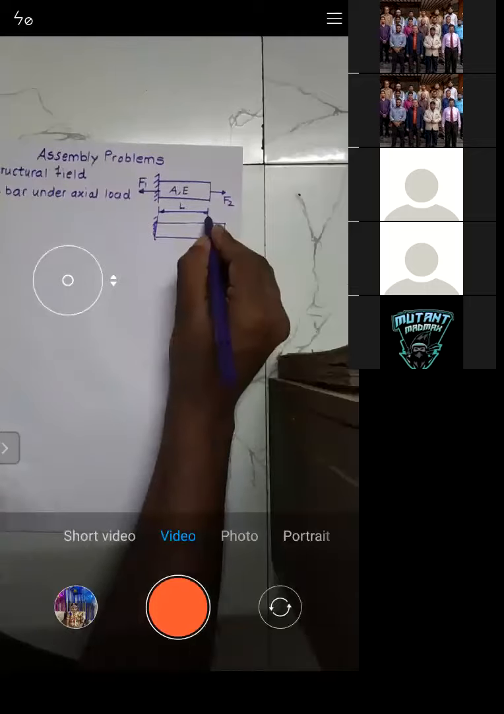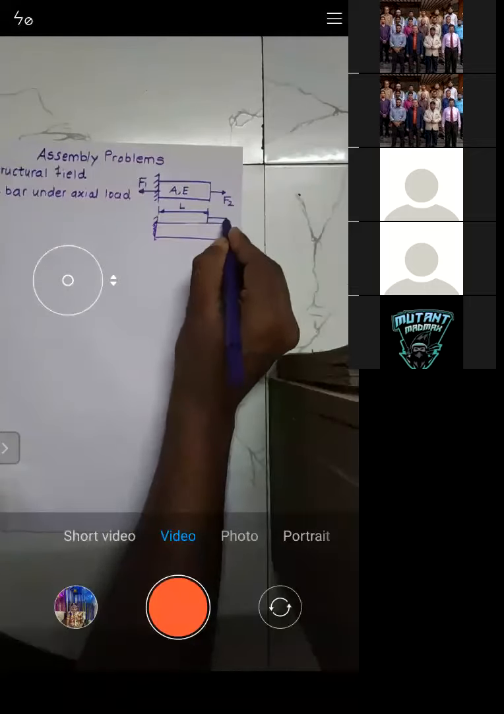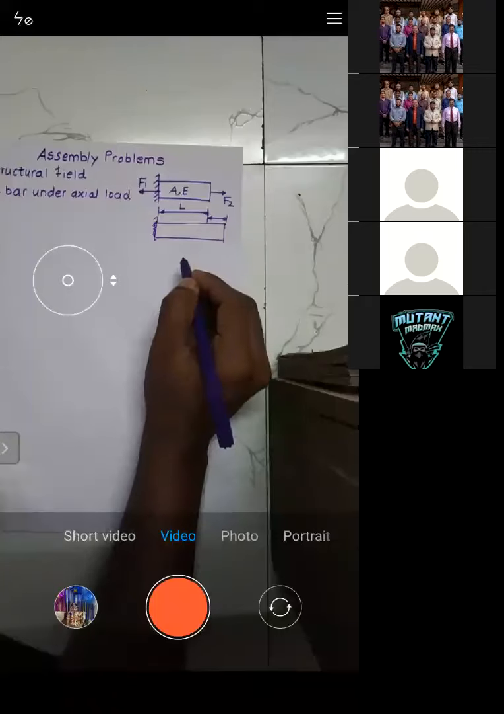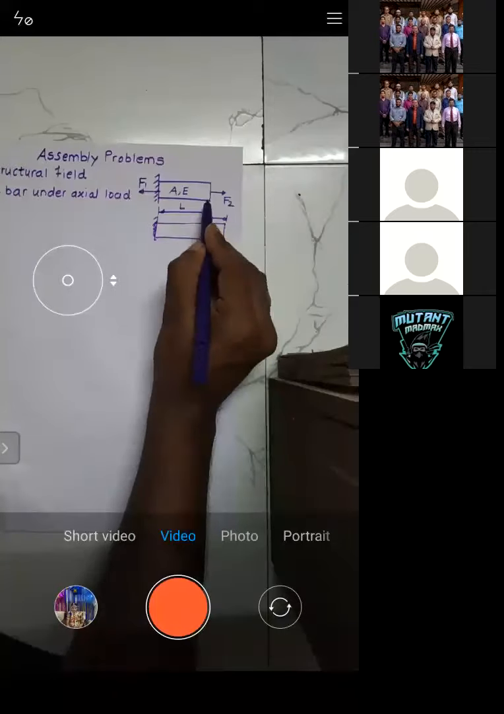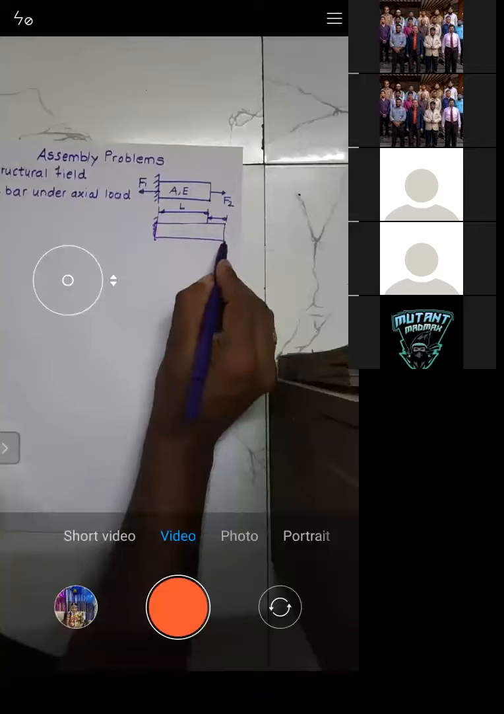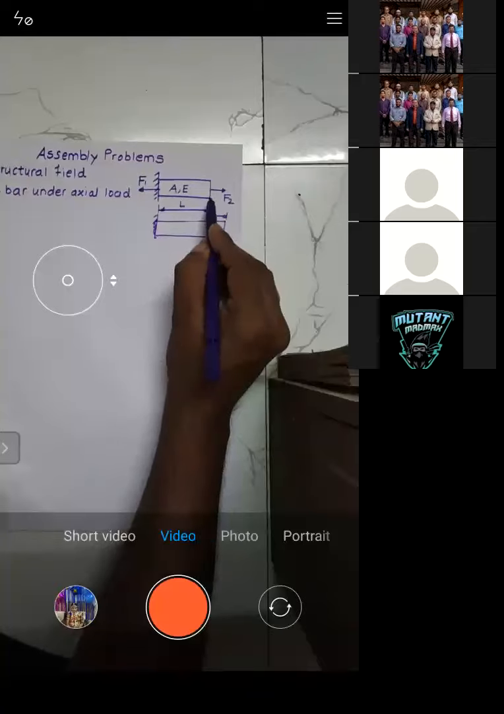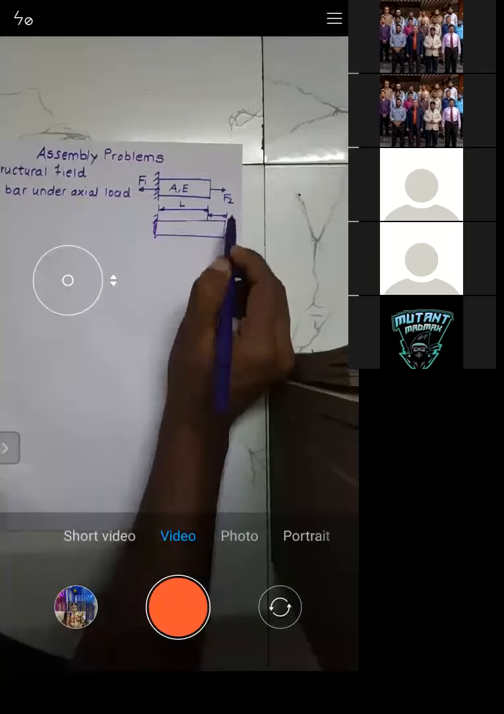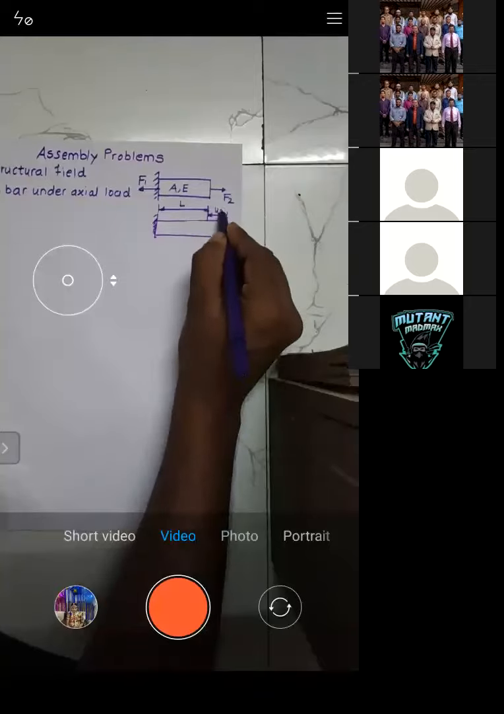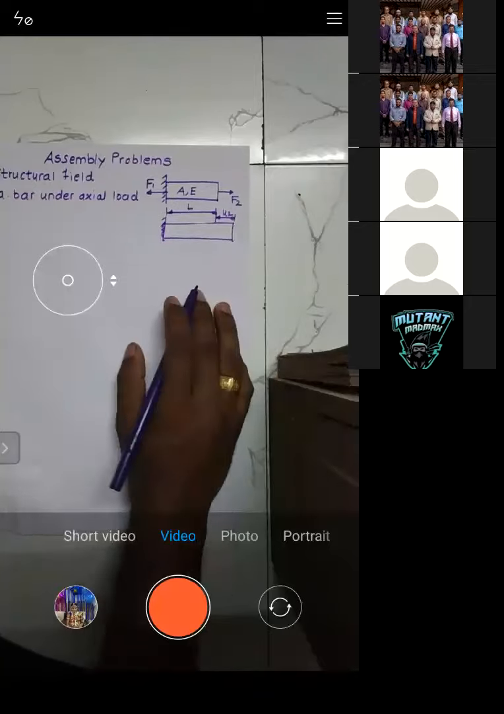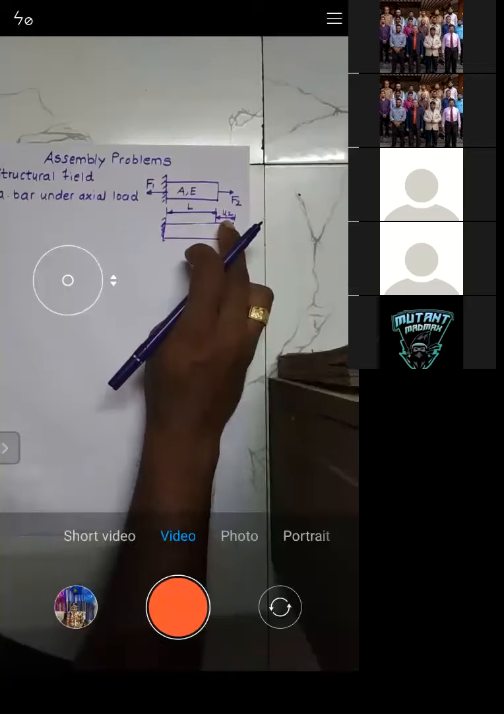So what is this? This is nothing but the deformation or displacement. Initially this point was here, and now it has shifted here. So this is nothing but deformation. Let me call this deformation U2.